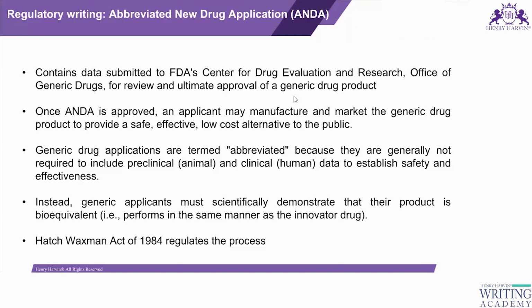So the generic drug application is termed abbreviated because it generally does not include the preclinical and clinical data, since these are already established, which establishes the safety and effectiveness, and so there is no need to conduct the preclinical and clinical studies, but only the bioequivalence studies to see that the drug is as safe as the branded drug. Instead, generic applicants must scientifically demonstrate that their product is bioequivalent, that is, it performs in the same manner as the innovator drug. Then the Hatch-Waxman Act of 1984 regulates the process.